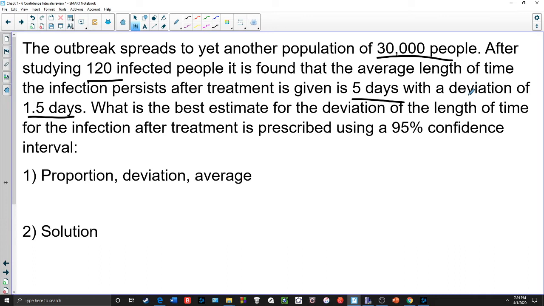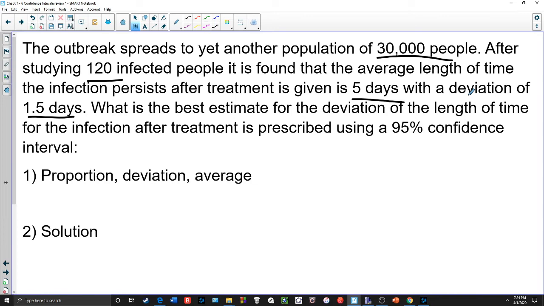Whereas if you have a very small deviation, that means when people get infected, it's usually about the same length of time. So usually people are about the average length of time for the infection. Again, that's what deviation gauges: how inconsistent or how consistent your data is. In this case, we have a deviation of 1.5 days, which for an infection seems kind of small, depending on how severe the infection is.